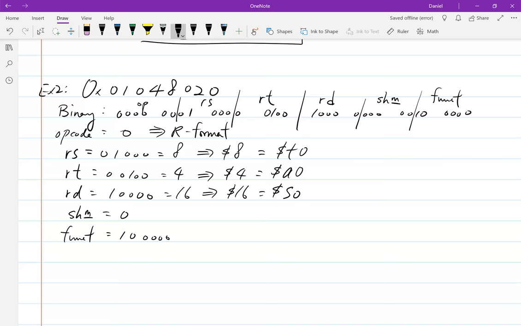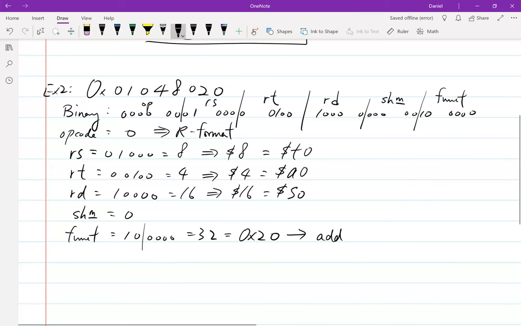What is that? It's 32, right? If you look at the MIPS sheet, 32 means this. If you want, just break it up. So you don't actually need to translate your function code into base 10, because in MIPS sheets they are all in hexadecimal. So it doesn't make sense to convert your function code into base 10. Okay, so from here, you see that this is add.